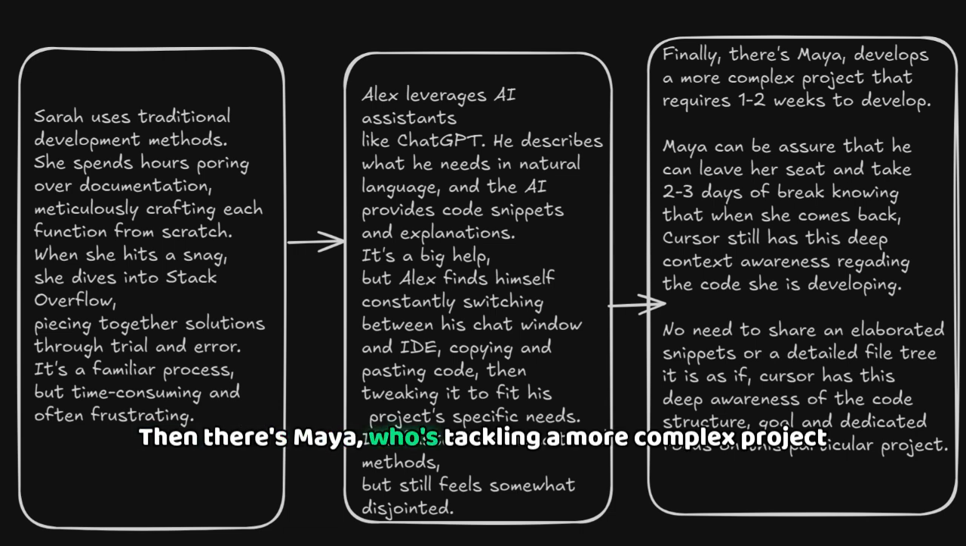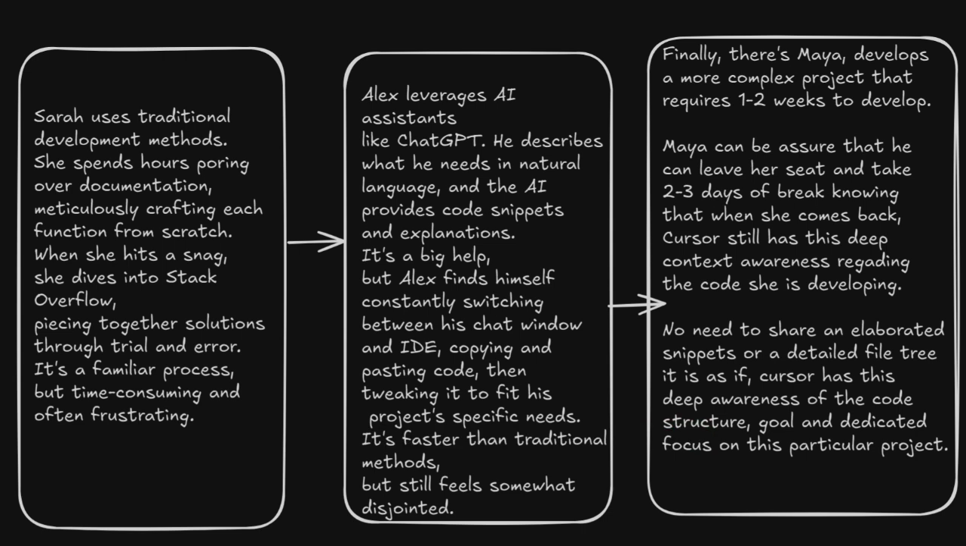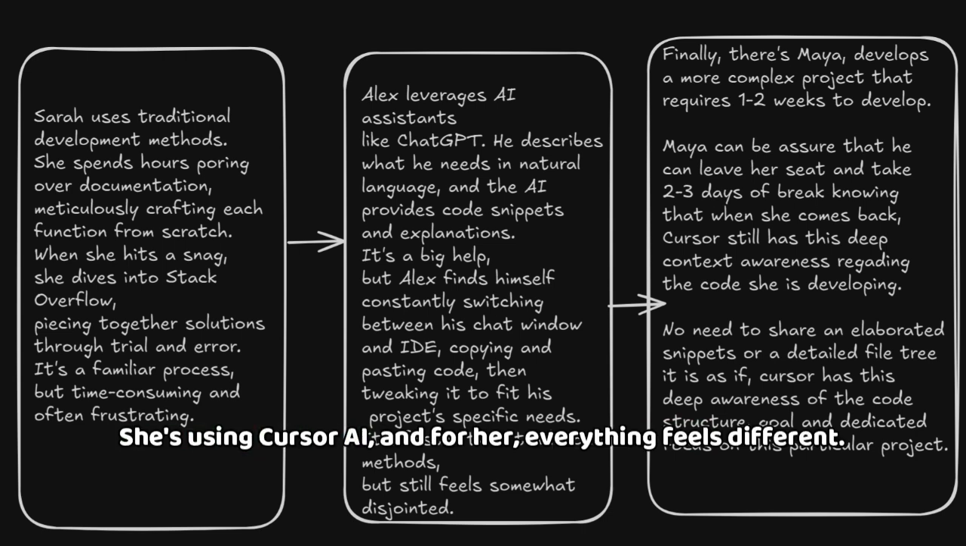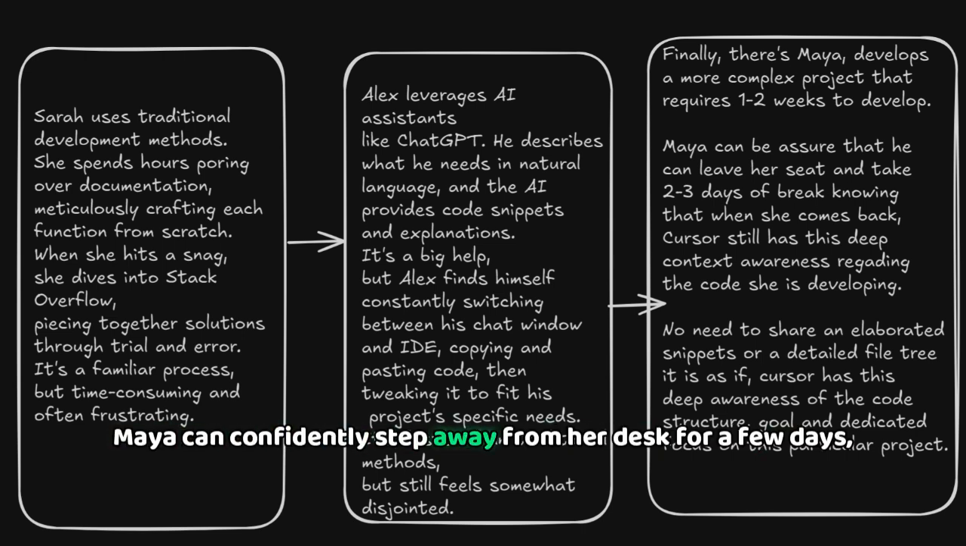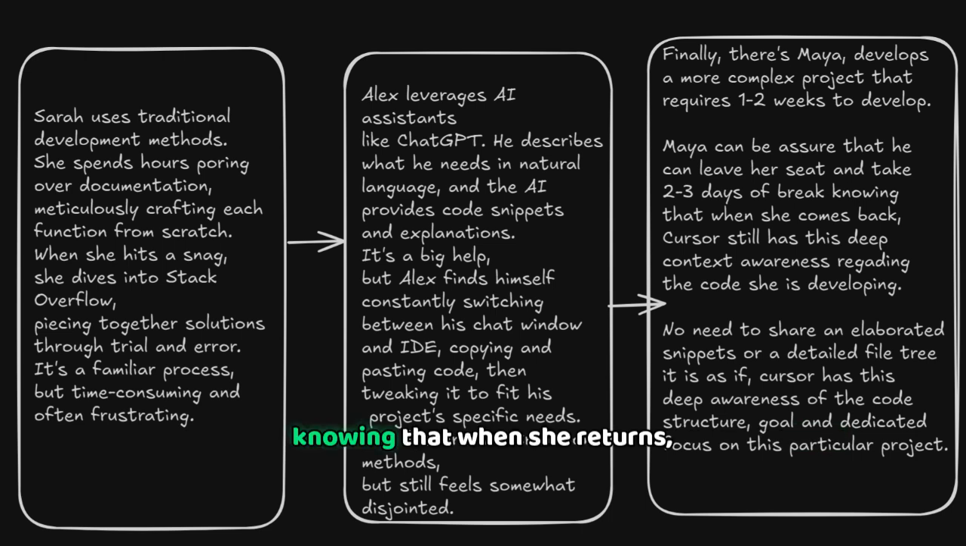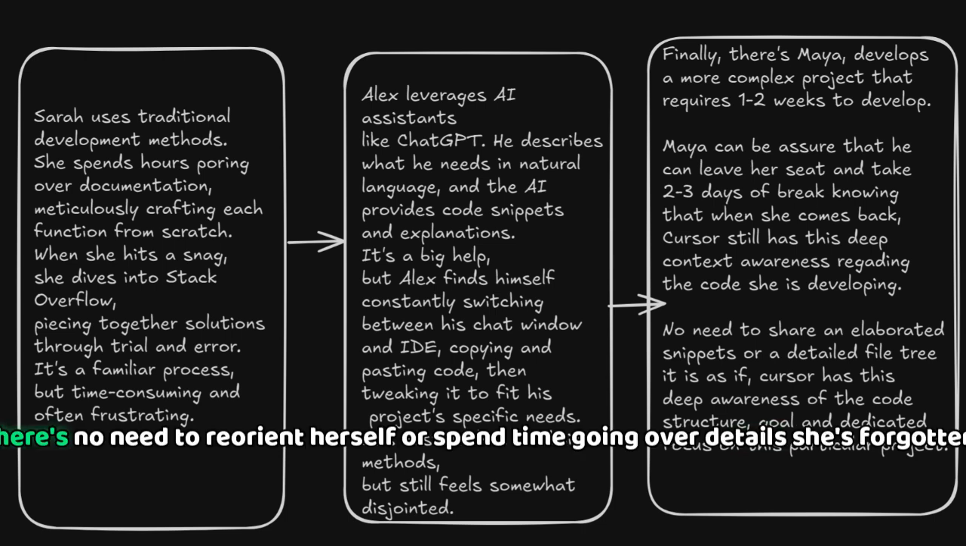Then there's Maya, who's tackling a more complex project that might take a week or two to finish. She's using Cursor AI, and for her, everything feels different. Cursor is deeply aware of the project she's working on. Maya can confidently step away from her desk for a few days, knowing that when she returns, Cursor AI still remembers the intricacies of her code. There's no need to reorient herself or spend time going over details she's forgotten.